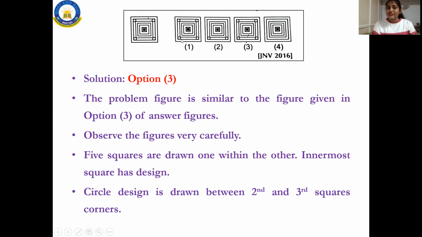Why not the first one? 1, 2, 3, 4, it is 4. So which one is the answer? Option 3. The circle designs in the second and third ones have corners, but in the first there is no corner at all. So option 3 is your answer. That is what I told you: your concentration matters a lot, and your vision power. Everything is based on vision power and your concentration on the question. Is there any doubt now?